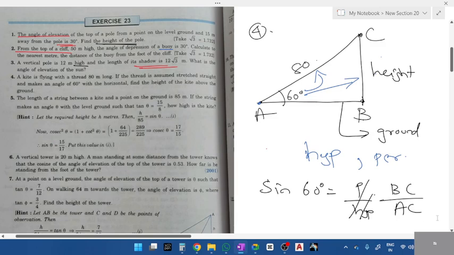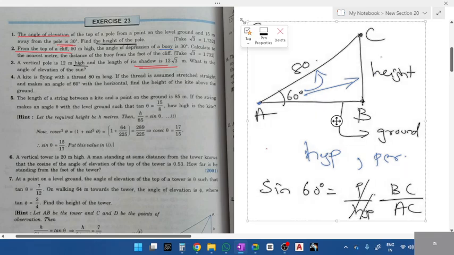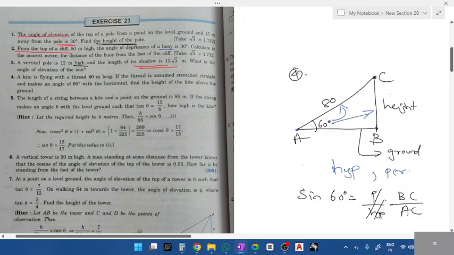Try the fifth and sixth. After that, I'll explain that decimal too. I'll just come back.